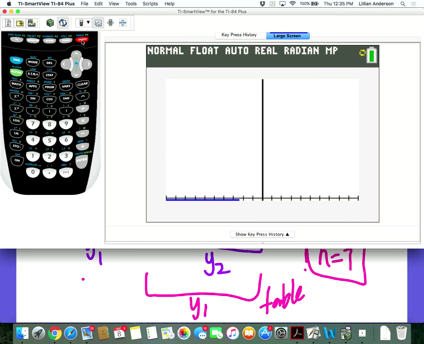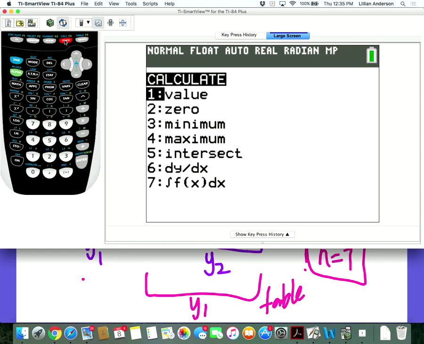So there's my curve again. And if you notice, this looks like a solid line because there's so many in between. And bam, there's the other one. And right there, that point of intersection is going to tell me what value actually equals 635. To find that out, I go to second, trace, go down to option 5, which is intersect.